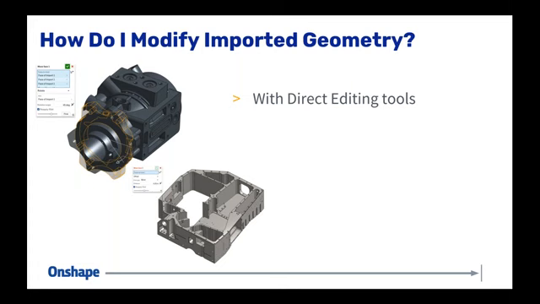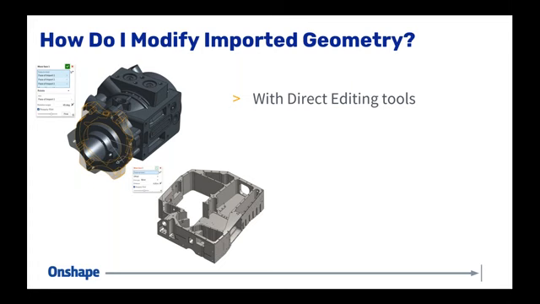So one of the biggest things to remember about imported geometry is that you do not get a feature for feature translation between CAD systems. So if I import geometry from another system, I do not get the sketches or the features that part was originally designed with, right? Same goes for assemblies and mates, right?